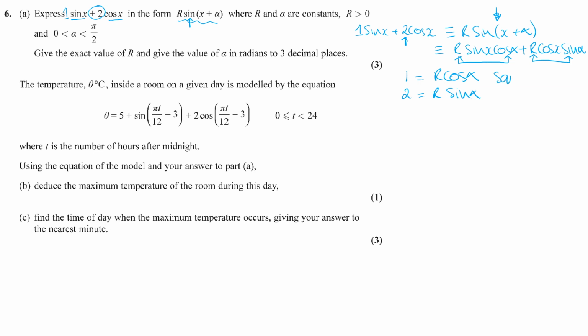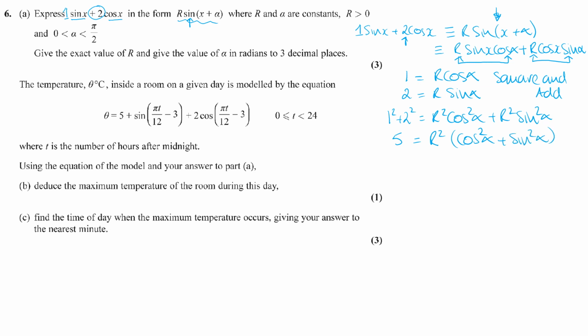What you're going to do is square and add. So squaring both of the left-hand sides, you've got 1 squared plus 2 squared, and squaring and adding both of the right-hand sides, you'll have r squared cos squared alpha plus r squared sine squared alpha. So you're going to get that 5 is equal to r squared, and then taking out that as a factor, cos squared alpha plus sine squared alpha is 1. So we'll get that r is just equal to root 5.